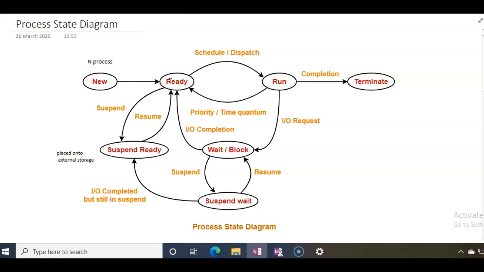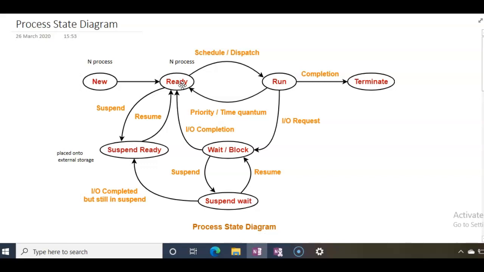They go to ready state. So in ready state we can have n processes. So ready state can have n processes. Then after ready state, there is a dispatcher. The dispatcher has the responsibility to take processes from ready state to running state. So this is running state and this is ready state.